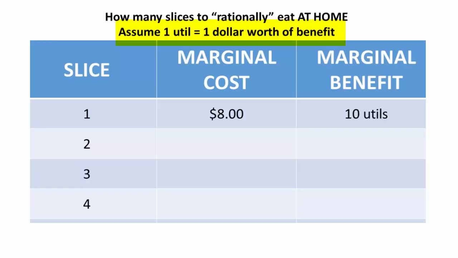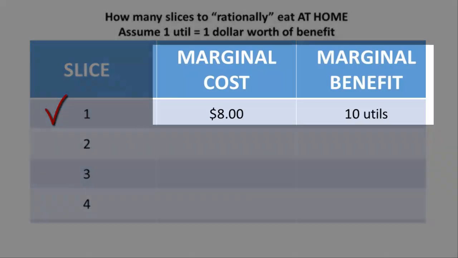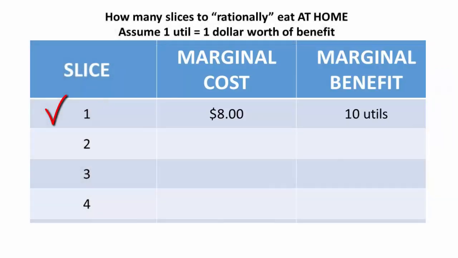Now, this may not always be the case in real life, but for our purposes, this will simplify things. Well, if 1 util is equal to $1, this person should definitely eat the first slice of pizza. Why? Because the marginal benefit is greater than the marginal cost. Back to our question we asked a few minutes ago. Should this person consume the second slice of pizza?